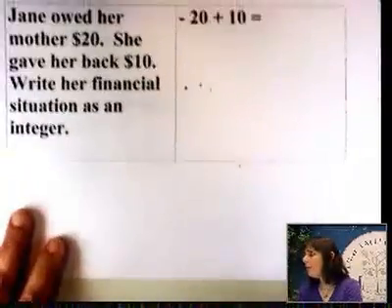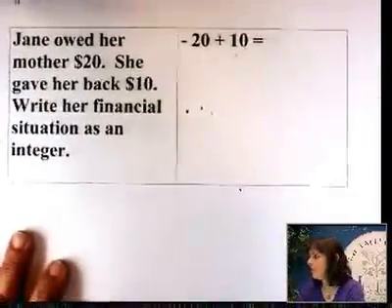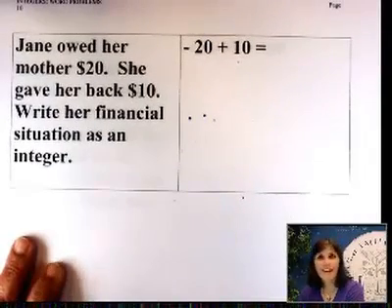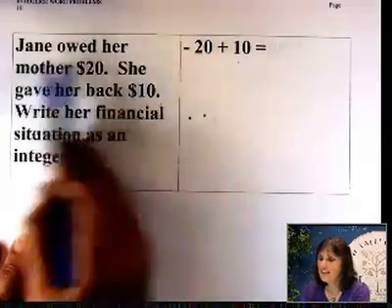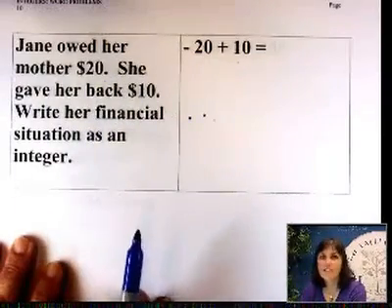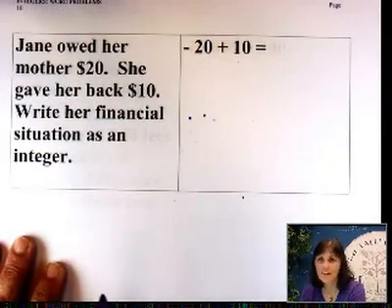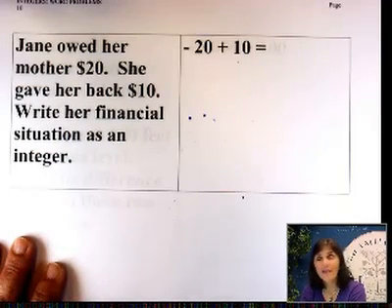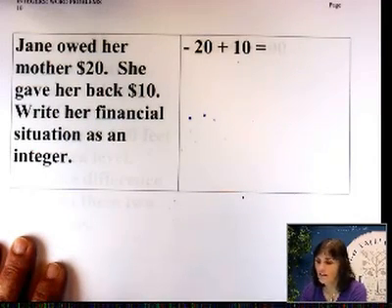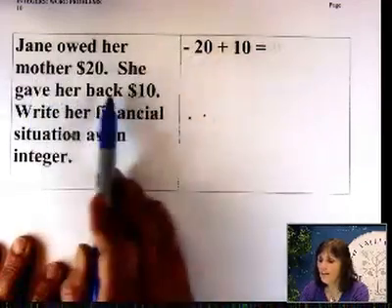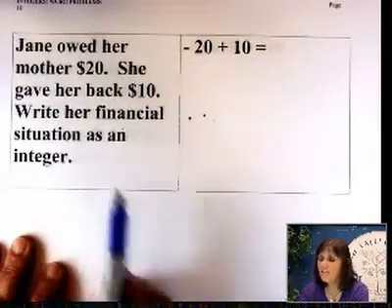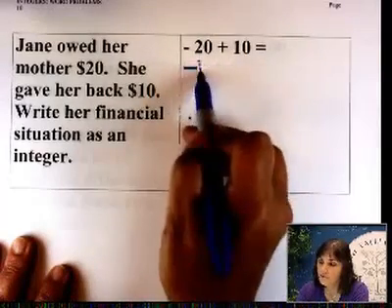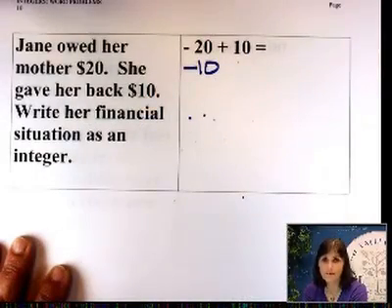All right, how about more words? You have to kind of practice as much as you can. Jane owed her mother $20. That's a minus because owing money is not a good thing. She gave her back 10. Giving back money is a good thing. So bad thing, negative, good thing, positive. Owed her mother negative 20, gives her back 10. Write the financial situation as an integer, negative 20 plus 10. Guess what? It's negative. She still owes her money.